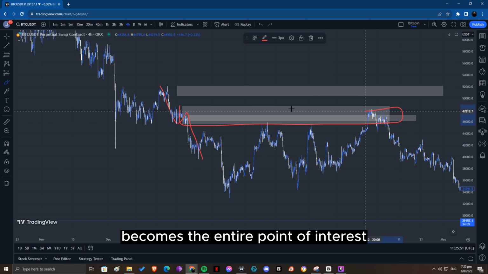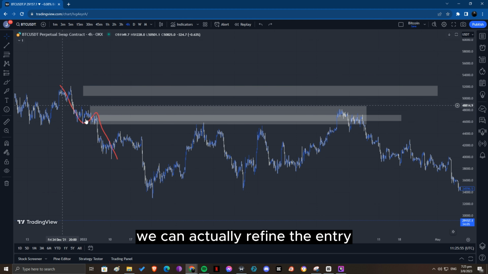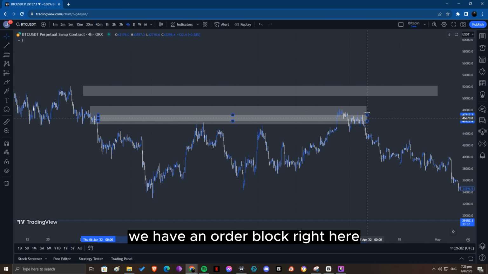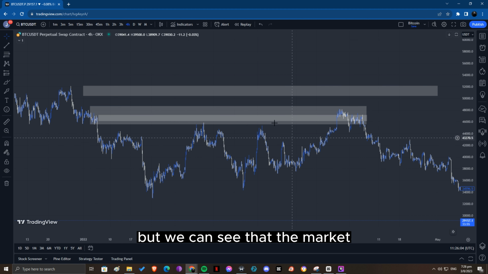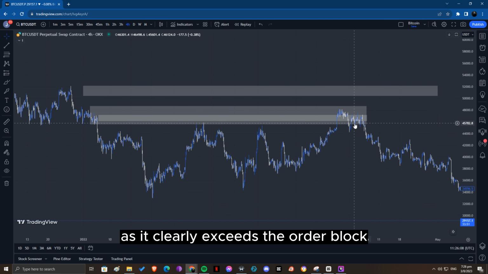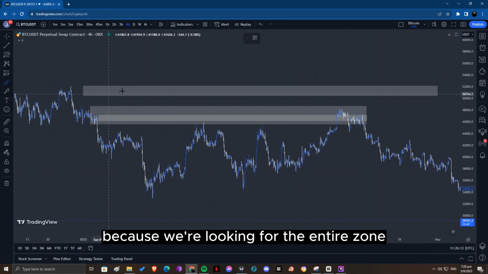entire point of interest. Now, once we have the point of interest, we can actually refine the entry, and that is the order block. So once we try to refine the entry, we have an order block right here. But we can see that the market did not respect the order block too much, as it clearly exceeds the order block just a little bit. But it does not matter because we're looking for the entire zone.